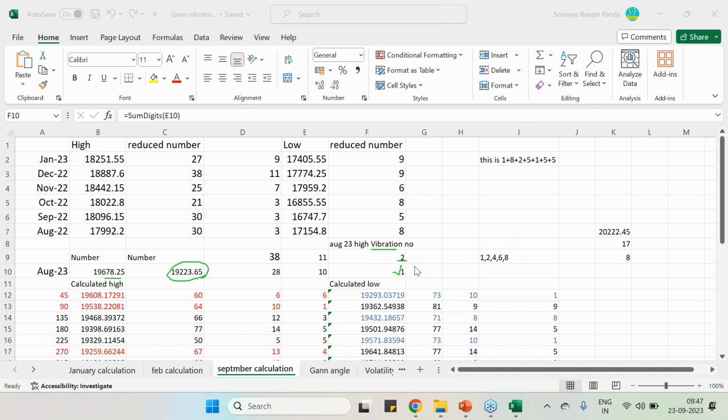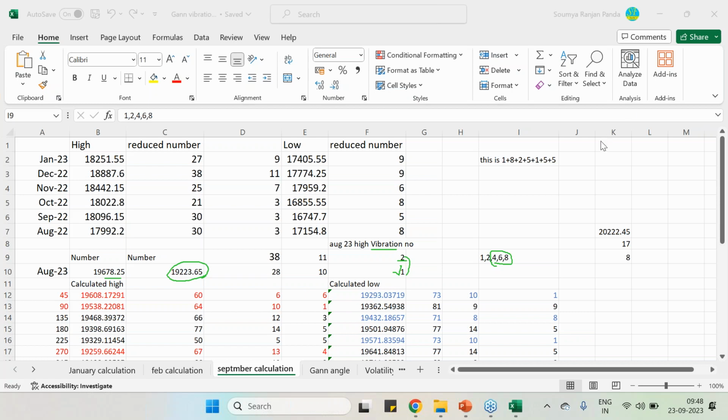If 2 is the vibration number for the high, then what other vibration numbers will also match? 2 multiple 2, 2 into 2 is 4, 4 into 2, 2 into 3 is 6, 2 into 4 is 8. So 2 into 5 is 10. Again it is becoming a 2 digit number, so we require only single digit numbers. So now 1 and 2 are the direct vibration numbers. 4, 6, 8 also are vibration numbers. Those are the derived numbers.